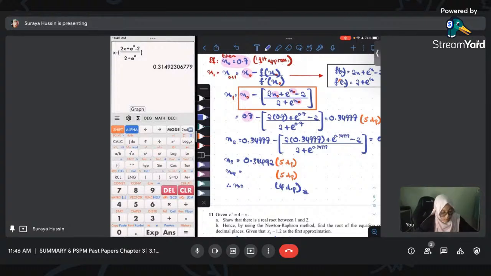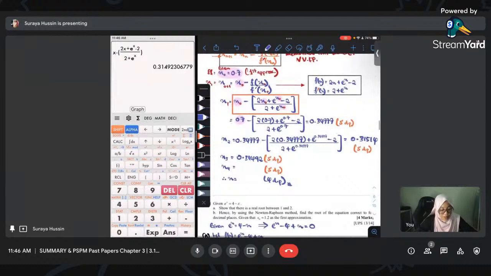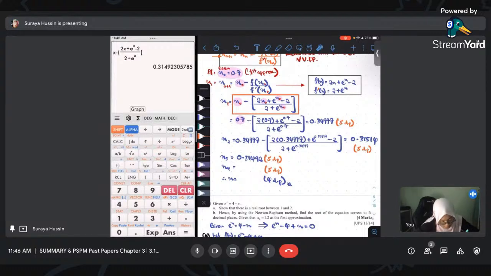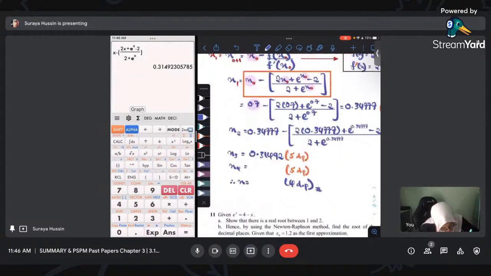0.31492. Okay. Miss, bila nak stop? You akan stop bila you dapat nilai yang sama. Setakat ni belum lagi nilai yang sama. Setakat ni hujung kita masih berbeza. So, kita continue again, tekan calculate lagi, tekan answer, tekan equal. And our answer is 0.31492. Oh, finally we got the same answer.